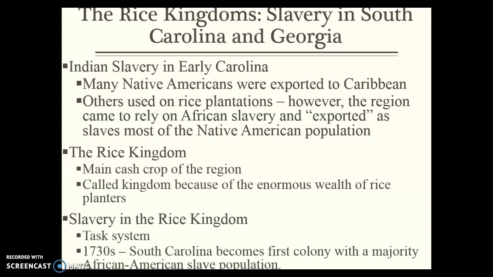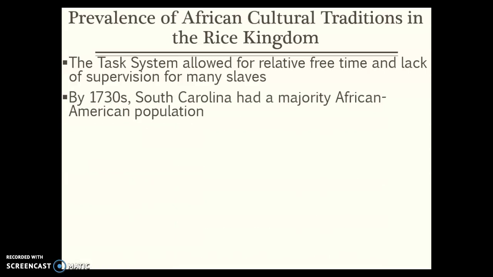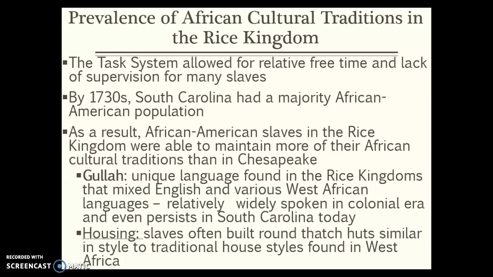So they had very little oversight and supervision, where in the Chesapeake you're going to have overseers, people in the fields with them. African slaves here were often out in the fields by themselves. But this will still lead to most of them. Carolina is the first colony, in the 1730s, that has a majority African-American slave population, where it's not until the 1770s for the Chesapeake. So again, this is where the African cultural traditions really stayed. It had a majority African-American population. As a result, these African-Americans maintained more of their cultural traditions, especially in language.